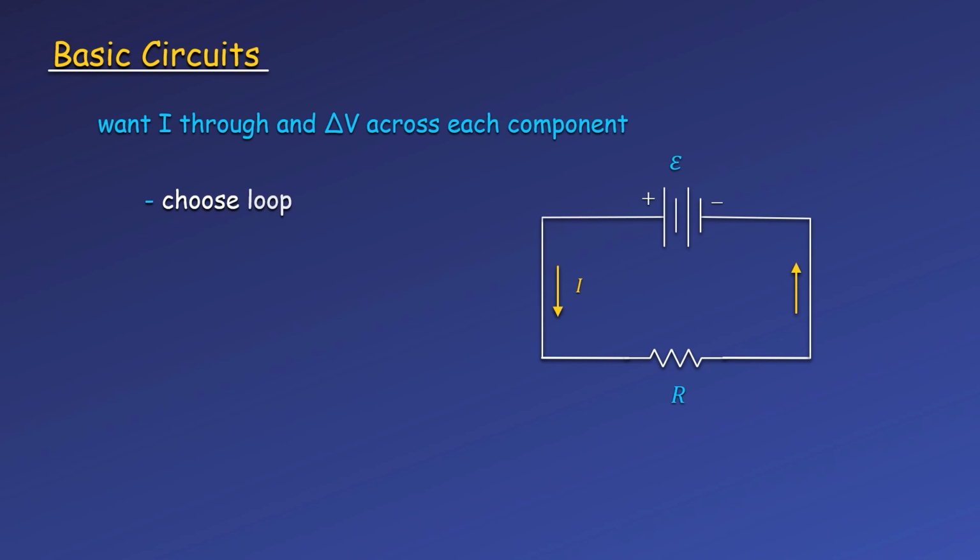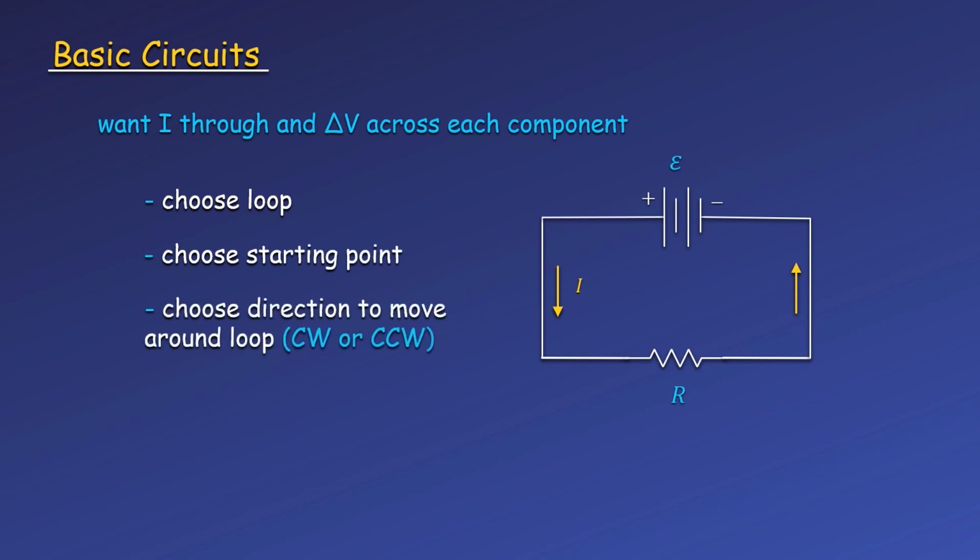Once we choose a loop we want to analyze, which in our case is the whole circuit, we must choose a starting point. Then, from this starting point, we choose the direction in which we want to move around the loop, so clockwise or counterclockwise. For simple circuits, I like to start at a point just before the negative terminal of a battery. Then, I like to move in the direction of the current, which in this case would be counterclockwise.